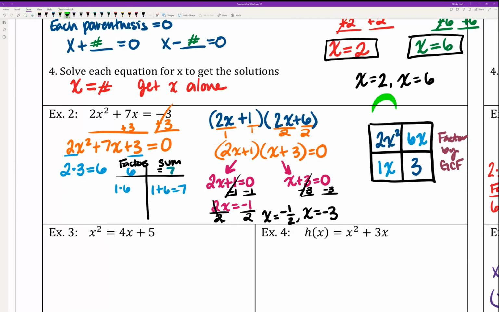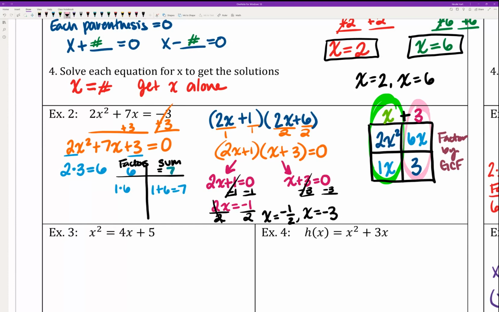So if I take 2x squared and 1x, and I look for a GCF, the only GCF I'm going to find there is x. 2 and 1 don't have a GCF other than 1. And then if we factor the second column, we have 6x and 3. I can take a 3 out of that, so we have x plus 3 at the top.